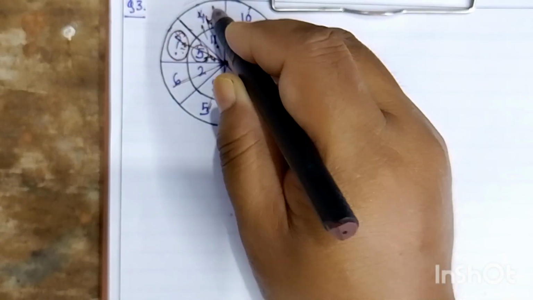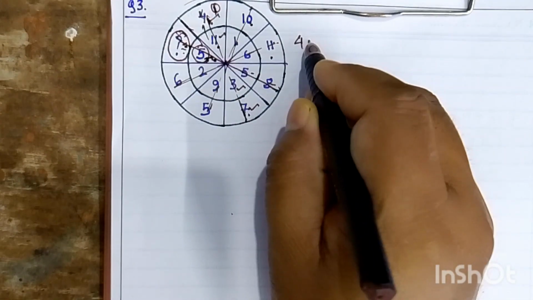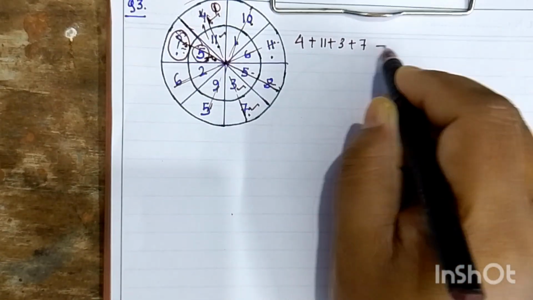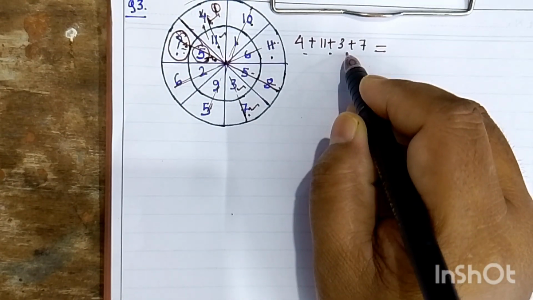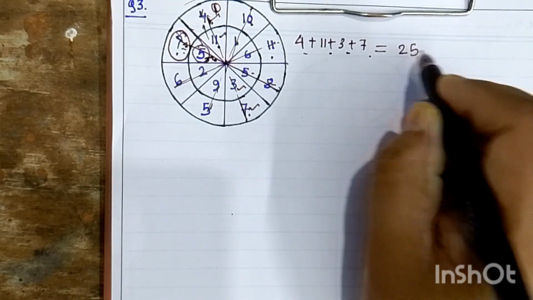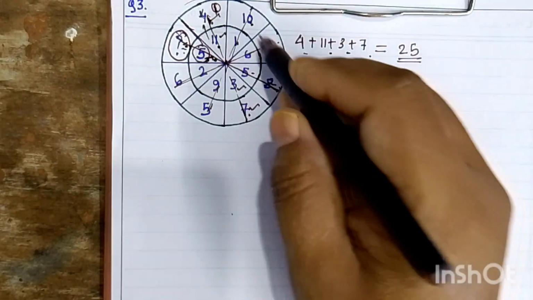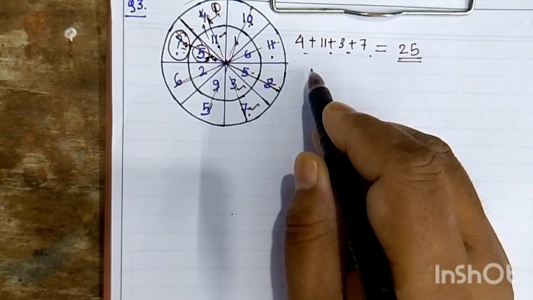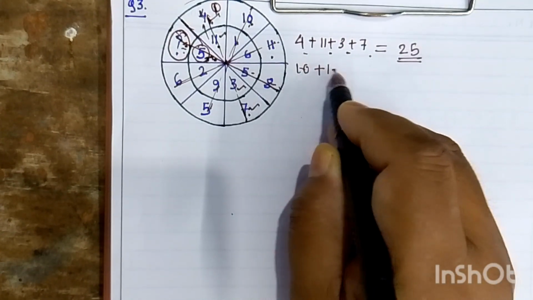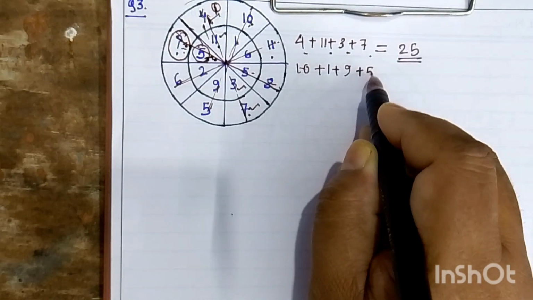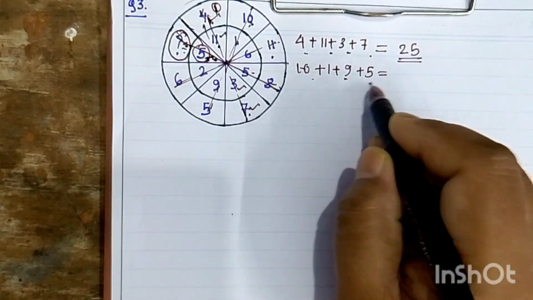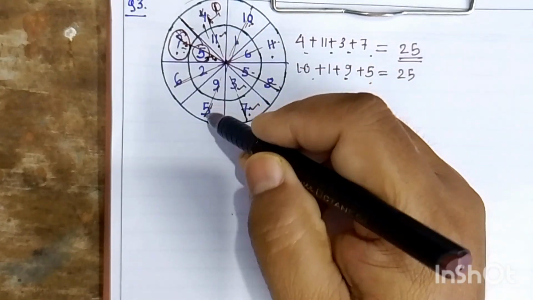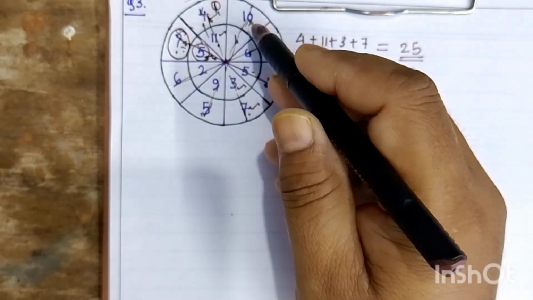We see that 4 plus 11 plus 3 plus 7, what is there? 15, 15 plus 3, 18, 18 plus 7, it is 25. The total is 25. Here again we see 10 plus 1 plus 9 plus 5: 11, 11 plus 9, 20, 20 plus 5, 25. So we understood that the sum of these 4 numbers is 25.